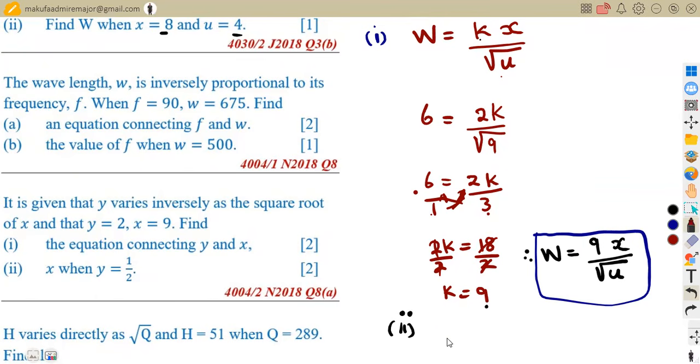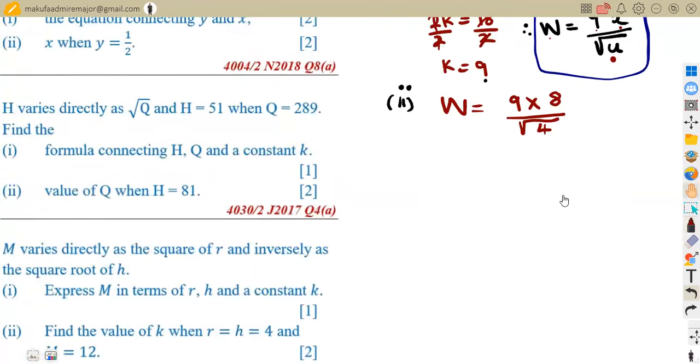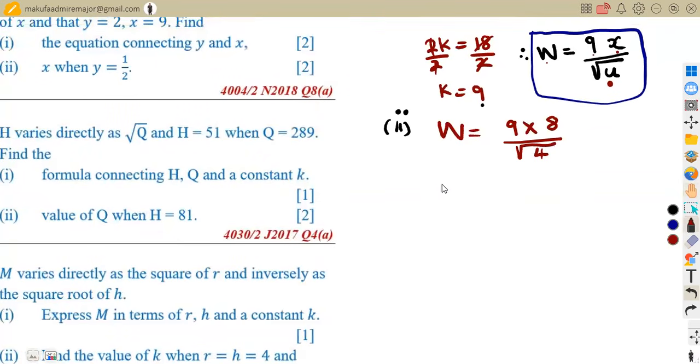So we are saying w is going to be equal to what? Since we have to calculate w, w is equal to 9x, so that is 9 times x. Our x there is given as 8, over the square root of u, which is 4. So it's going to be the square root of 4. Like I said, under variation, the square root of a number is not that important to be plus or minus. So w is going to be 9 times 8, which is 72, over the square root of 4, which is 2. So at the end, w is going to be 36.